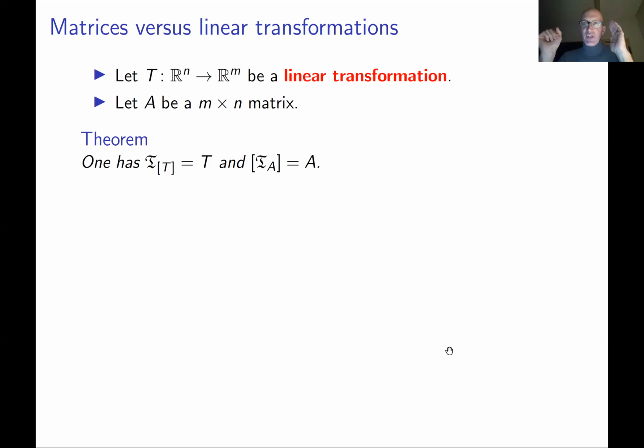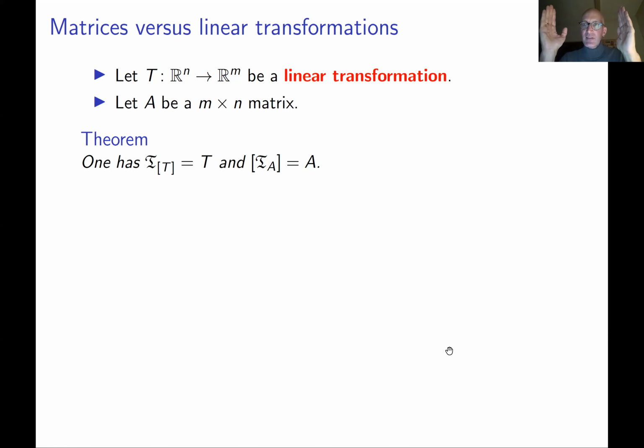Again, we have a linear transformation from R^n to R^m. We can cook up an m times n matrix out of this, which is the standard matrix of this linear transformation. So we go in this direction. Now we can do it the other way around. We can take an m times n matrix and take the linear transformation obtained by multiplication by this matrix, cooked up on the previous slide. So we go in this direction.